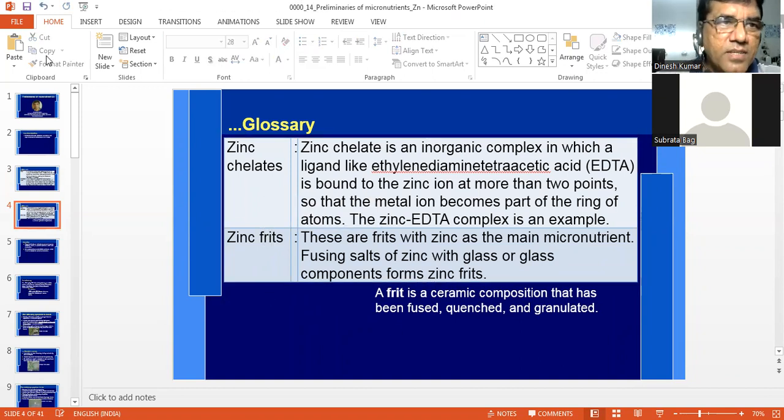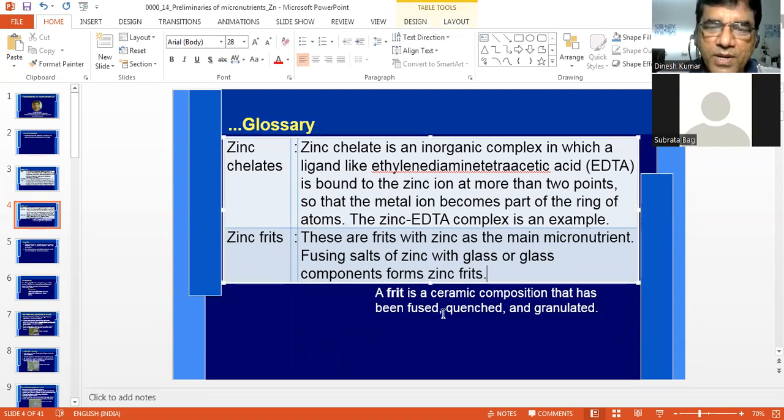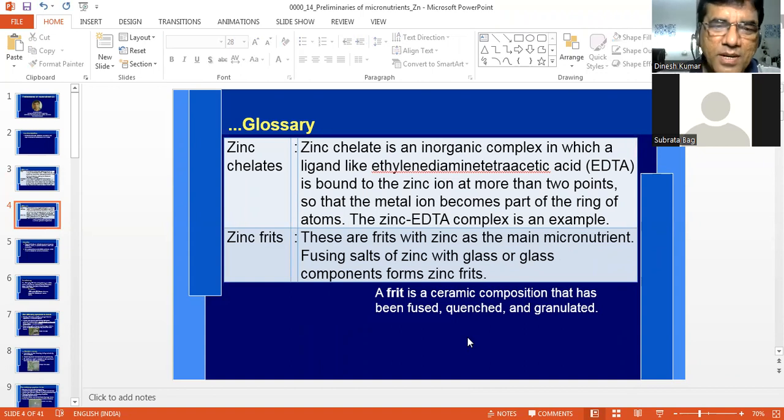F-R-I-T-S, zinc frits. These are frits with zinc as the main micronutrient. They are made by fusing salts of zinc with glass or sometimes with silica, or glass components. The meaning of a frit is a ceramic composition that has been fused, quenched, and granulated. So this is some chemical thing, but you can remember that zinc frits are the source of zinc.